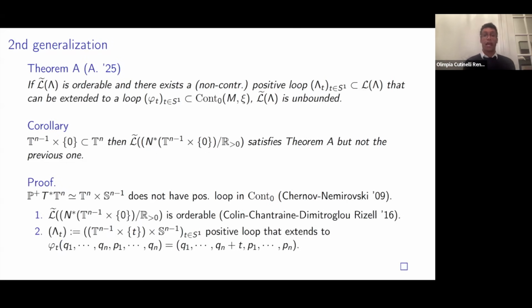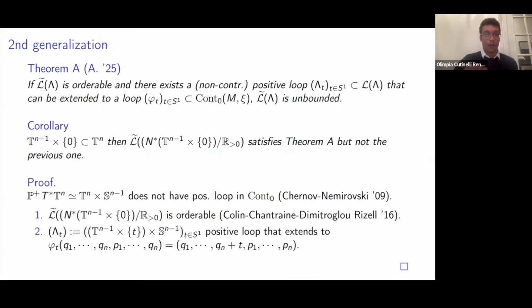But actually the projectivized conormal bundle of this hypersurface torus is orderable. And here you can use results of Colin, Chantraine, and Dimitroglou Rizell because this Legendrian is hypertight. And you can use this theorem to show that this space is orderable. And they use Legendrian contact homology techniques.